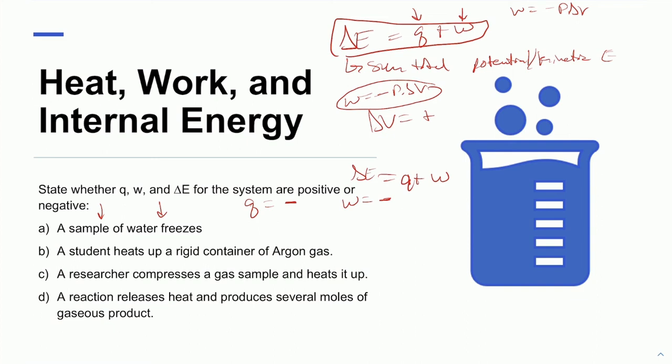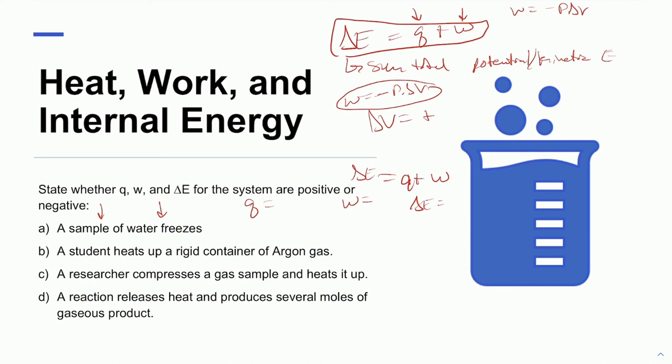A lot of people will think that because they're both negative, they're going to end up positive. Negative plus a negative is like negative minus something else. Okay, so that means delta E is going to be negative as well for letter A. All right, so that's for A. I'm going to erase these now and do the same for letter B, okay?